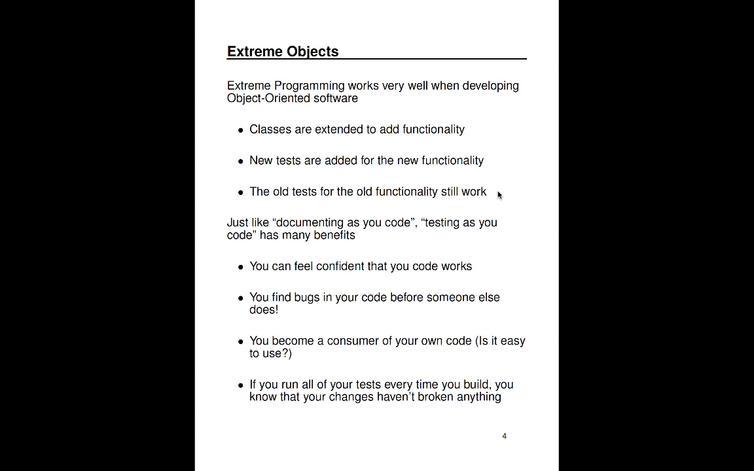So just like documenting your code as you go, testing your code has many benefits. Continually running tests gives you confidence that your code still works. Automated tests help you find bugs in your code before someone else does. And you become a consumer of your own code. You'll be able to tell yourself whether or not your code is easy to use, especially if you come back to the code after a couple of days. Did you choose good names for your methods and fields? Are your algorithms easily expressed inside the code?